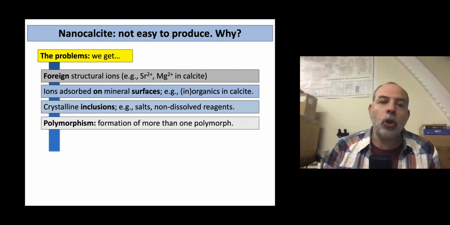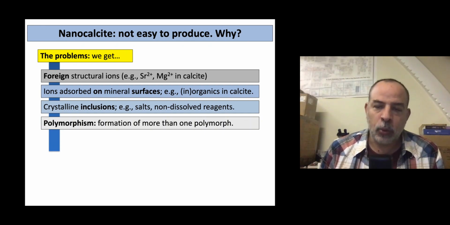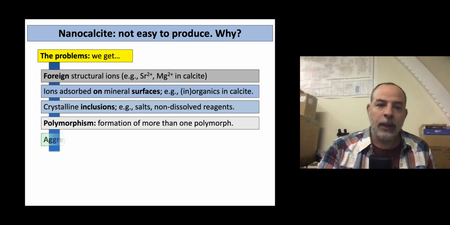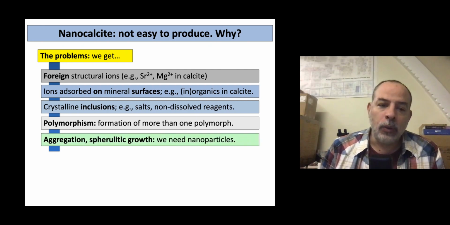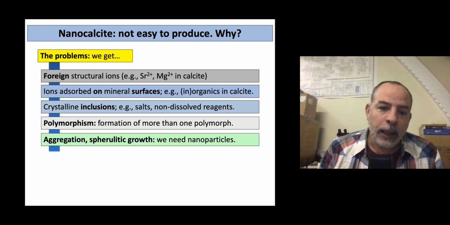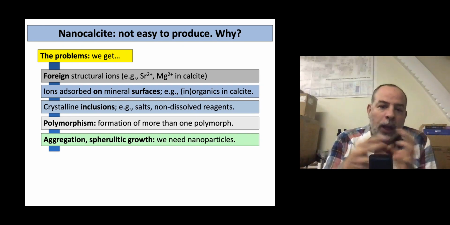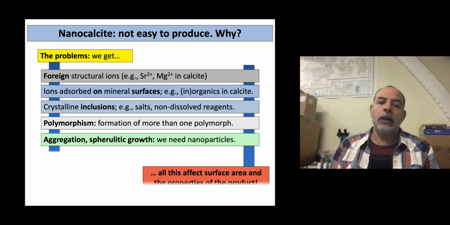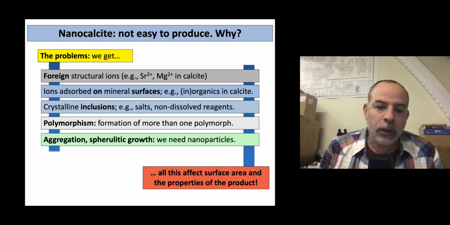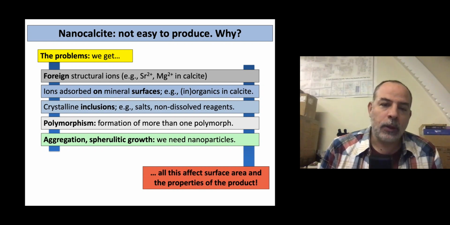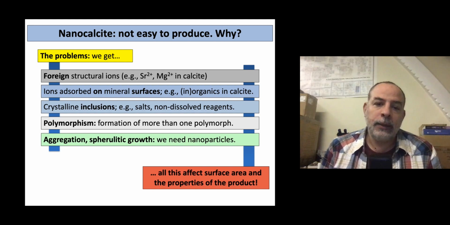Okay. Also, we don't want to have other polymorphs. We don't want to have aragonite or vaterite or anything different than calcite. And we don't want to have aggregation or spherulitic growth because we need nanoparticles to get a high surface area, and therefore we need to have isolated particles that don't aggregate. Okay? So essentially, all these problems can affect the surface area of the product and the properties.